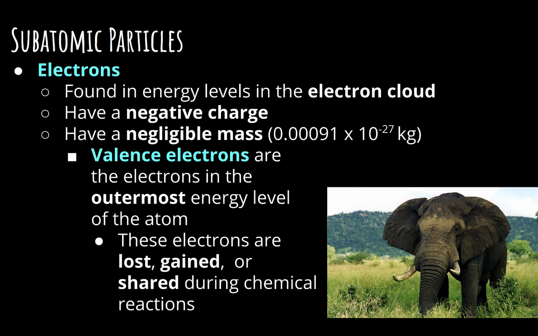While we're talking about electrons, there's special types of electrons called valence electrons. The valence electrons are the ones that are found in the outermost energy level. These are electrons that are important because these are the ones that can be lost, gained, or shared during chemical reactions.